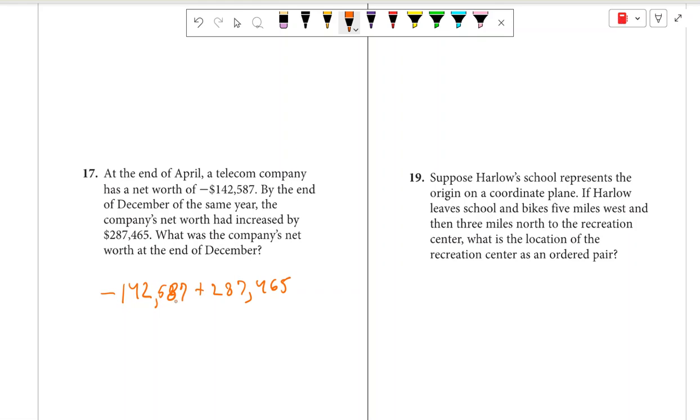So since these are negatives and these are positives, you have far more positives than negatives, we're going to take away this amount. And that's going to do some borrowing here. I'm not sure if you do subtraction the same way I do. That's how I get it done. So we have a new worth of the company to be $144,878.